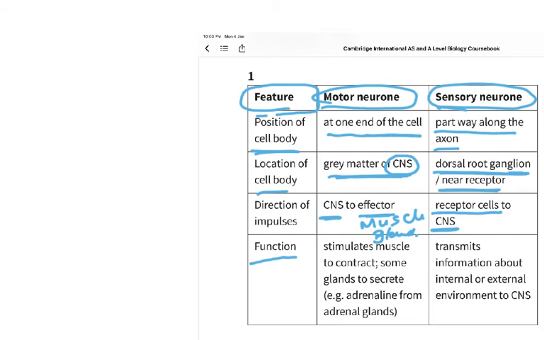Now the function of the motor neuron is that it stimulates muscles to contract. That's how you withdraw your hand. Or it will make some glands secrete, like adrenaline from the adrenal glands. While the sensory neurons only transmit information about the external environment to the central nervous system. That's how you're able to see. That's how you're able to smell. That's how you're able to taste, because you have sensory neurons which carry this information to the brain, and the spinal cord is informed, as it depends upon which part of the body is being stimulated.